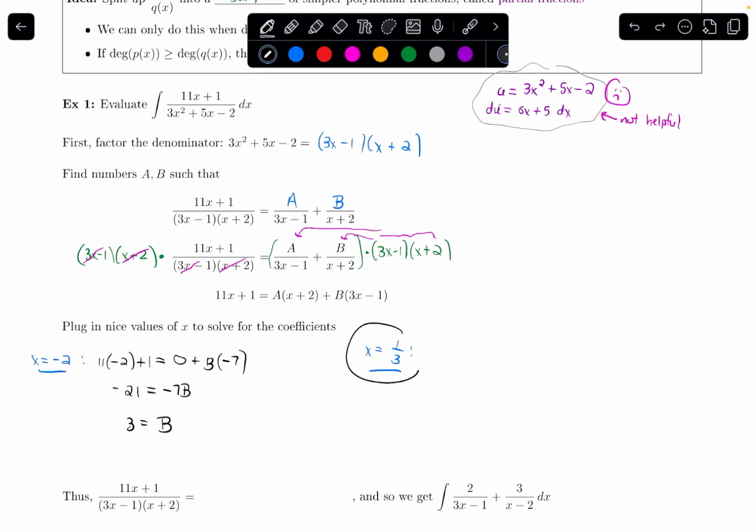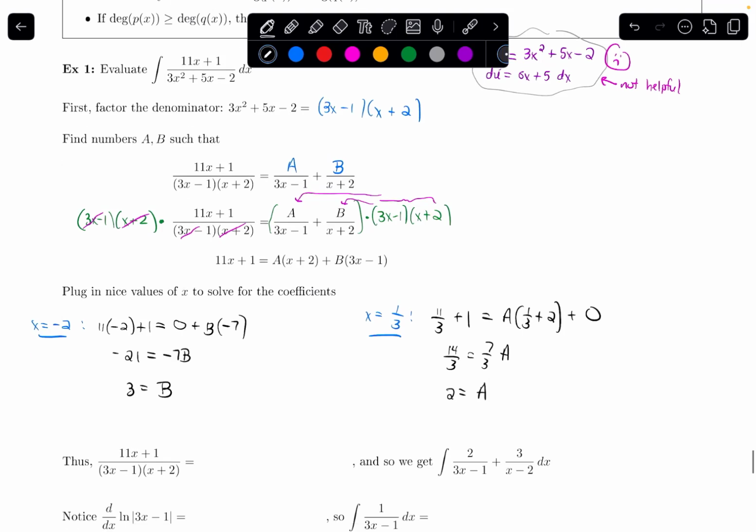Let's plug in x equals 1/3 now. On the left-hand side, I will get 11/3 plus 1 equals, on the right, I'll get a times 1/3 plus 2. And then the part with the b just becomes 0. So if I simplify this, I get 14/3 equals 7/3 times a. And then isolating for a, we end up getting that 2 equals a. All right, so I know what a and b are.